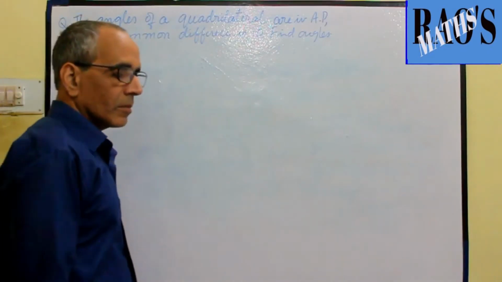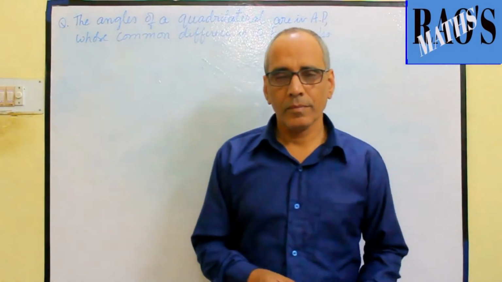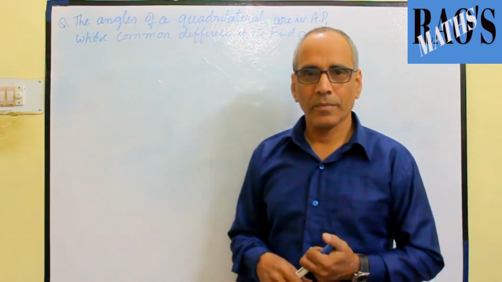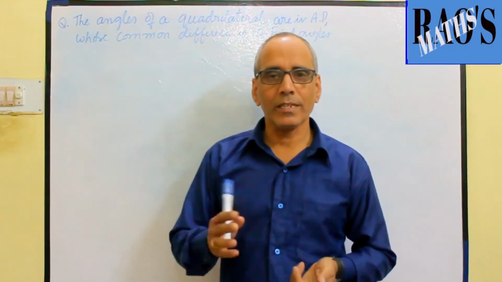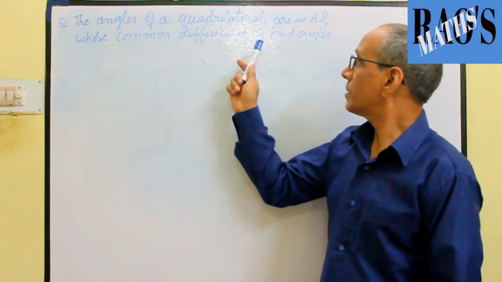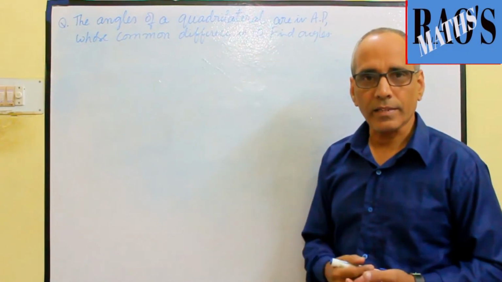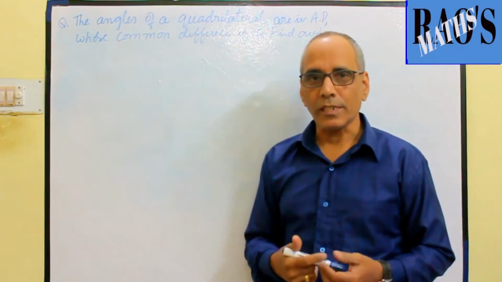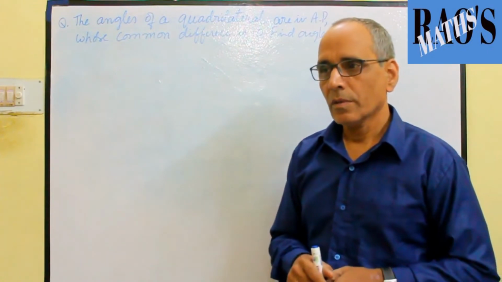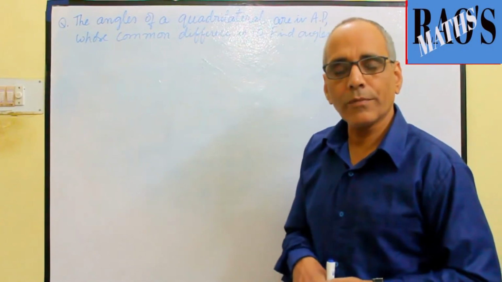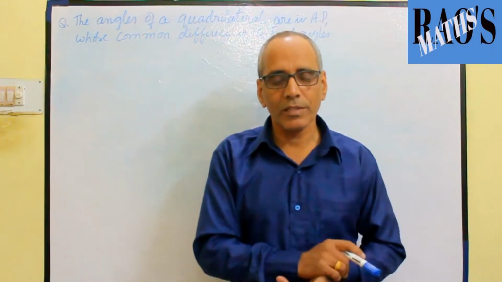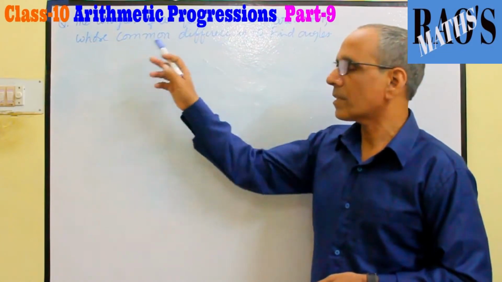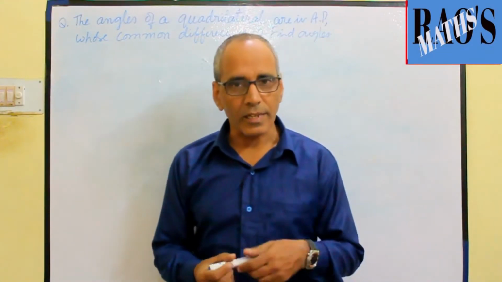Okay, in this question, it is a quadrilateral and the angles are in AP and the difference between the two successive angles is 10 degrees. Find the angles. So it's clearly known that the common difference is D. There is a D value. So how to define the 4 angles? Do we define them in such a way as we defined in the previous question? It's not necessary. And we know here the sum of 4 angles in any quadrilateral is 360 degrees.